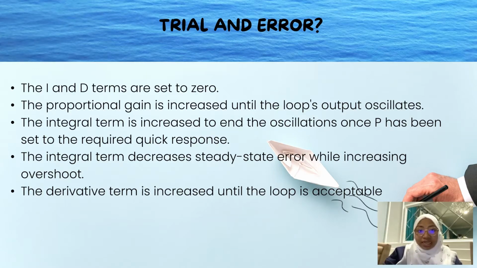While to get a small steady-state error, the integral term will be modified, then the derivative term is increased until the loop is acceptably quick to its set point after the P and I have been set, to get the required rapid control system with low steady-state error.